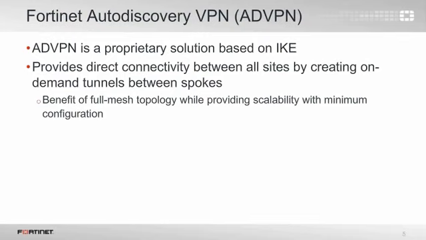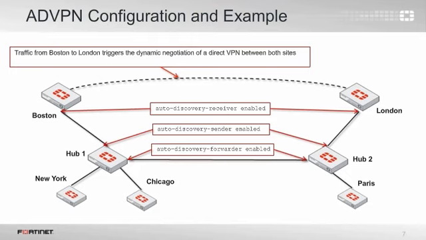Initially, the direct tunnel between Boston and London has not been negotiated. So, the first packets from Boston to London are routed through Hub 1 and Hub 2. When Hub 1 receives those packets, it notices that ADVPN is enabled in all the VPNs all the way to London. So Hub 1 sends an IKE message to Boston, informing that it can try to negotiate a direct connection to London.